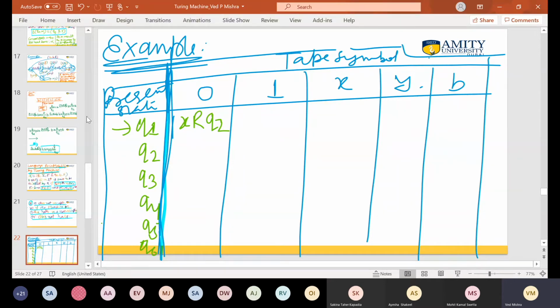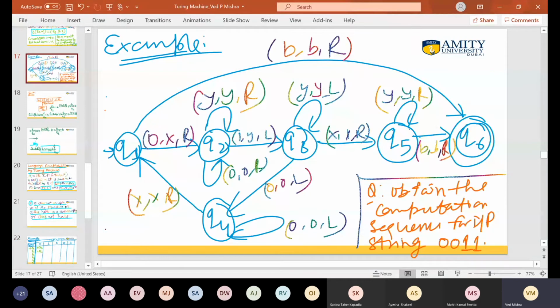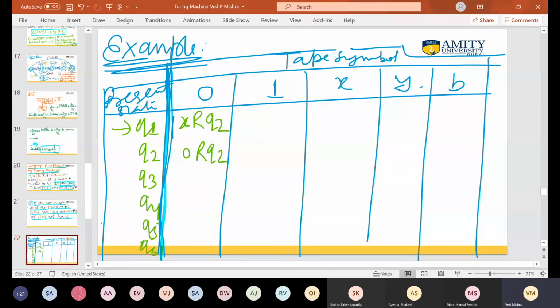Check Q2 with 0 input. You will get 0 R Q2. Then Q3 with 0 input: 0 L Q4, isn't it? So you'll write 0 L Q4. Then Q4 with 0 input: 0 L Q4.